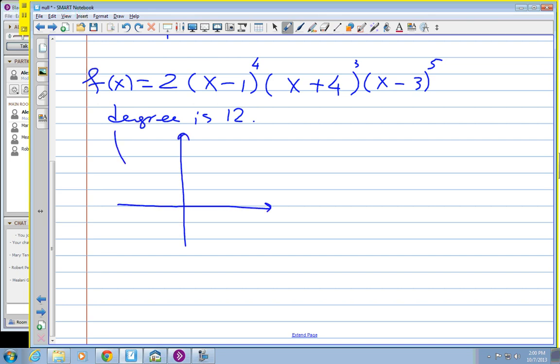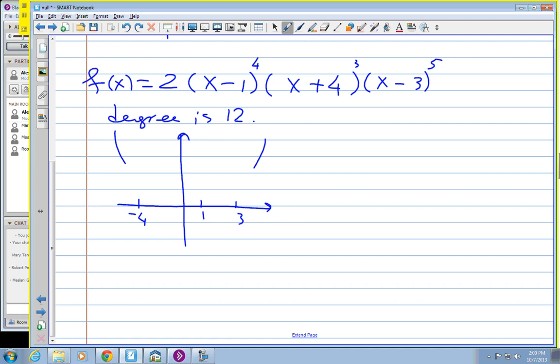So it's even degree, positive coefficient, so it's still going to look like a parabola. It's going to do that. It will still have the same x-intercepts as before. It will have -4, +1, and +3 as our intercepts. Okay? So, but again, the only thing we have to remember is that it will bounce off the even ones, and it will go through the odd ones.